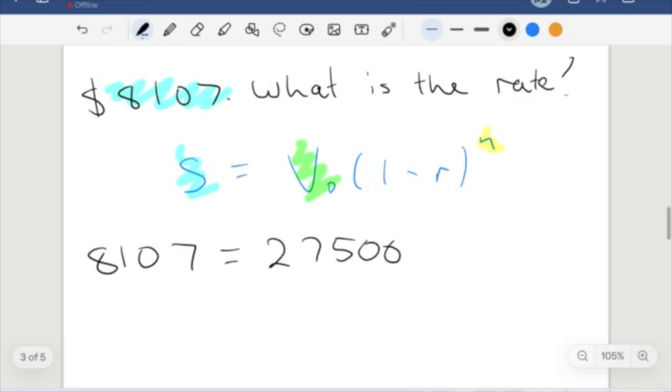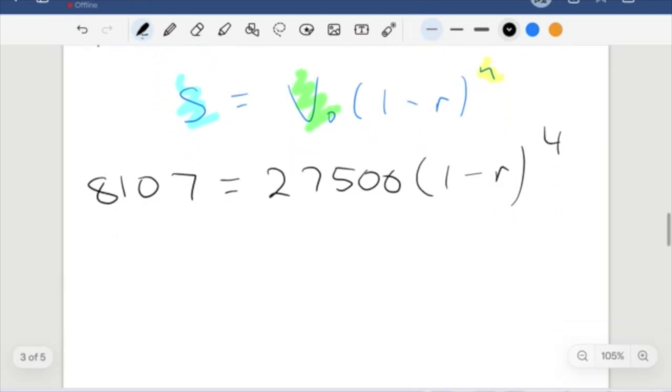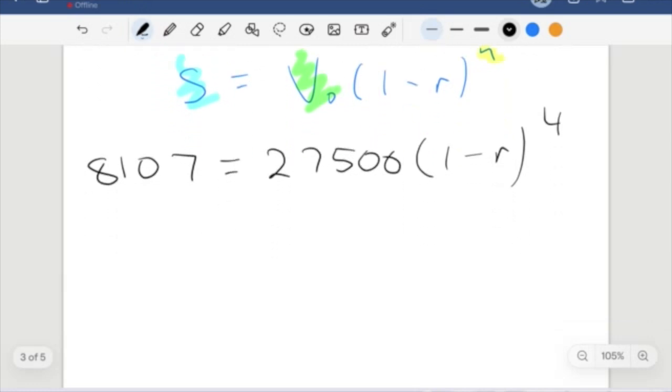27,500 here. And I have 1 minus r to the power of 4. And now, this is kind of the trickier bit. At the end of the day, I'm trying to get to this guy over here, the rate. So I'm trying to solve this equation. I'm trying to strip everything on the right-hand side away from my r.